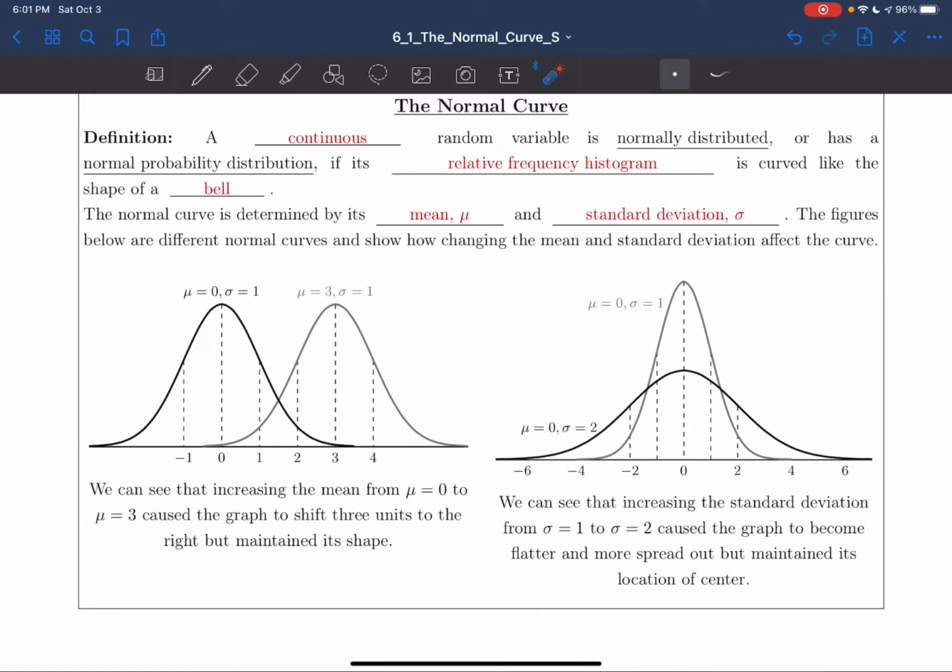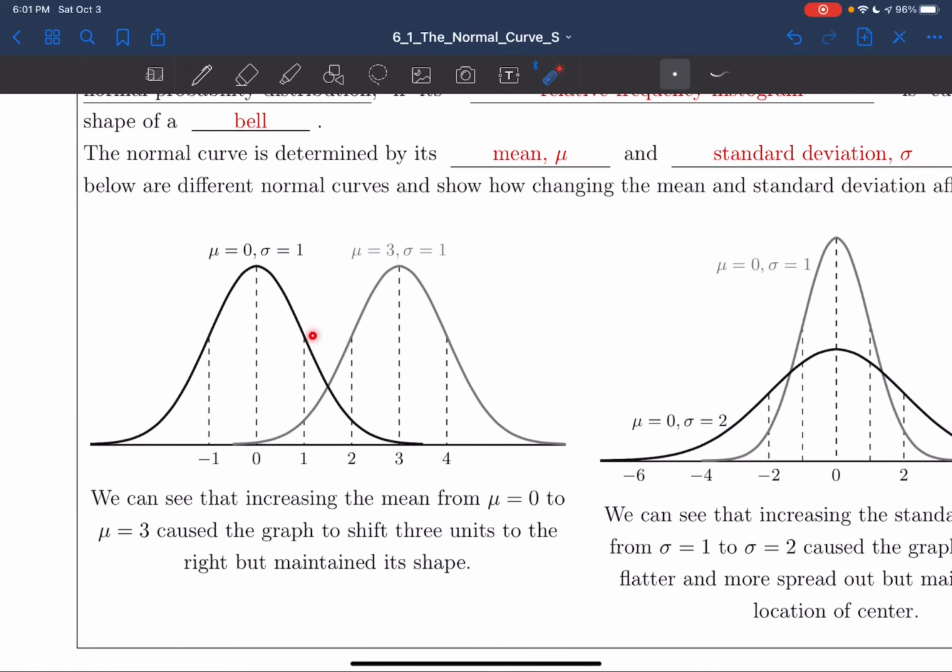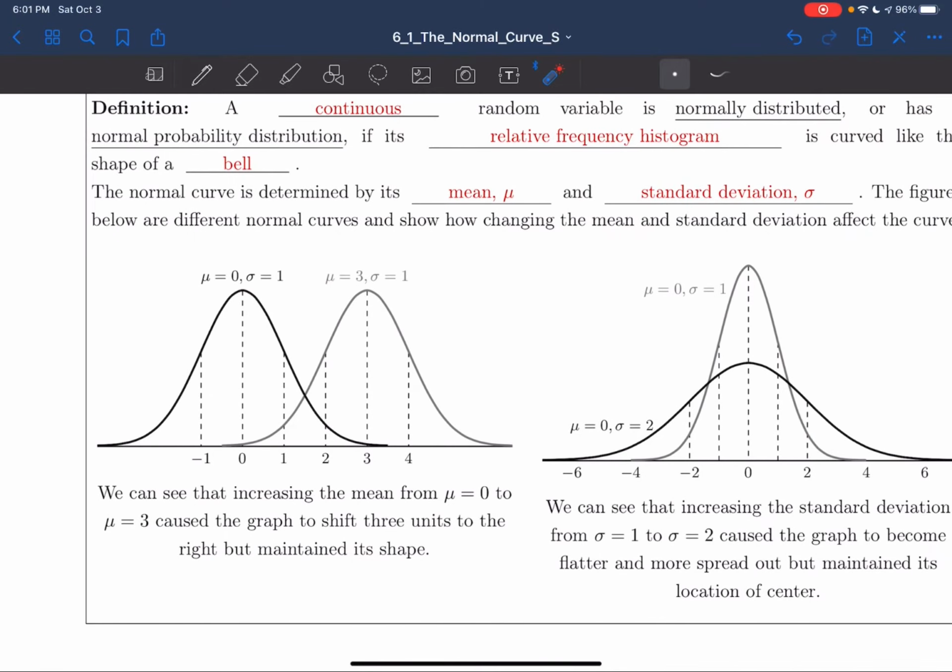Okay, so look at this normal curve here. It has a mean of 0 and a standard deviation of 1. If I increase my mean by 3, it just shifts my normal curve to the right 3 spaces, so it'll be 1, 2, 3. Then here the mean will be 3, but the standard deviation will stay the same. So that's what happens when you increase your mean.